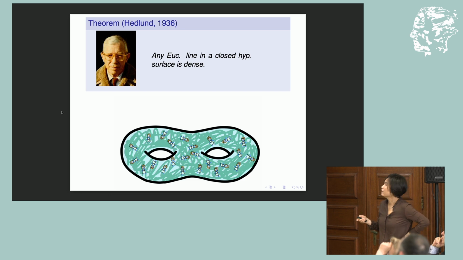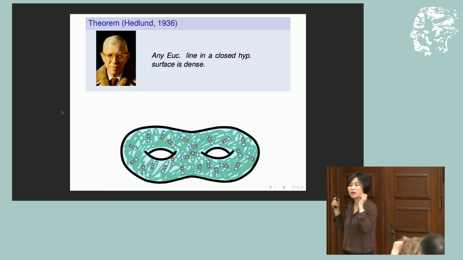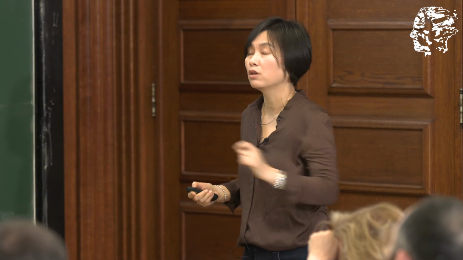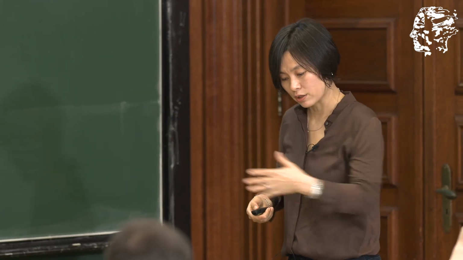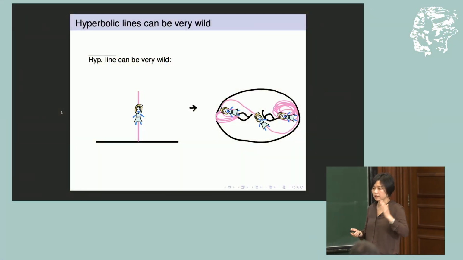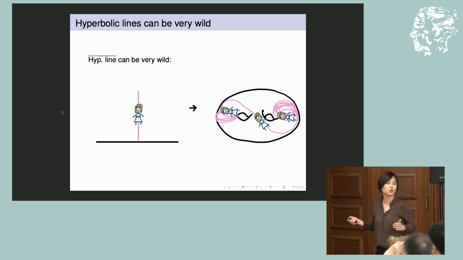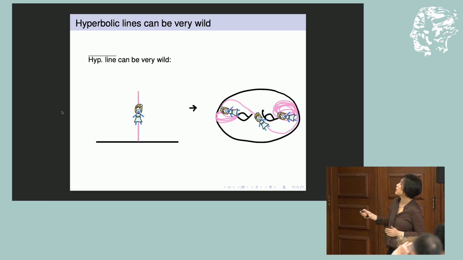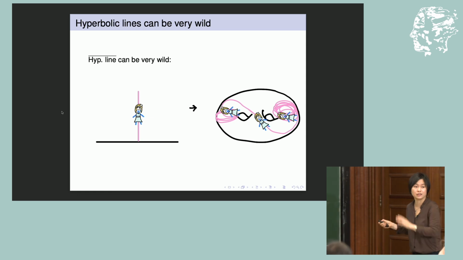Now, Hedlund says that, nevertheless, any Euclidean line in a closed hyperbolic surface is dense. You can start from anywhere in the closed hyperbolic surface, and as long as you travel along the Euclidean line, you get to see everywhere because the line becomes dense. So traveling along the closed hyperbolic surface, as long as you walk along the Euclidean line, is pretty safe. You get to see all the places. And this theorem of Hedlund is very specific to Euclidean lines, because if you travel along a hyperbolic line, it's not guaranteed that you will see all the places in a closed hyperbolic surface. The closure of the hyperbolic line can be very wide. It can accumulate in just some part of the closed hyperbolic surface.